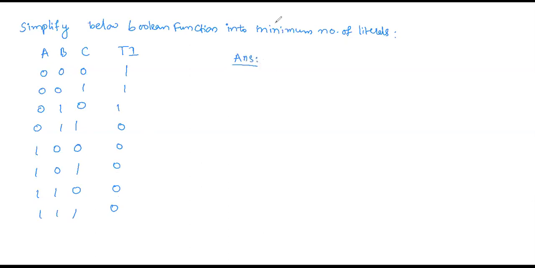See, these are the inputs. This is the output. This is mentioned in the question itself. In the question, they mention that inputs are A, B, C, and output is T1. Now reduce this Boolean function. First of all, you have to write it as an expression. To simplify it, you have to write it as an expression.